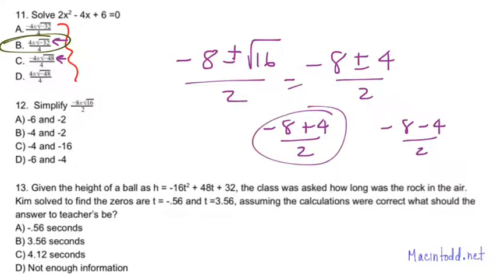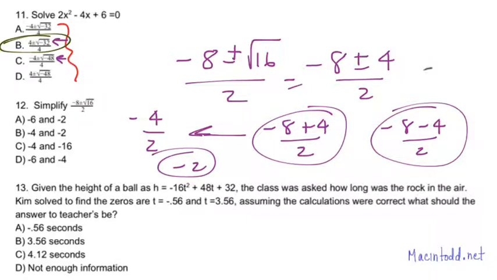So this one gives me negative 4 over 2, which is negative 2. This one gives me negative 12 over 2, which is negative 6. So I want negative 2 and negative 6. Answer A.